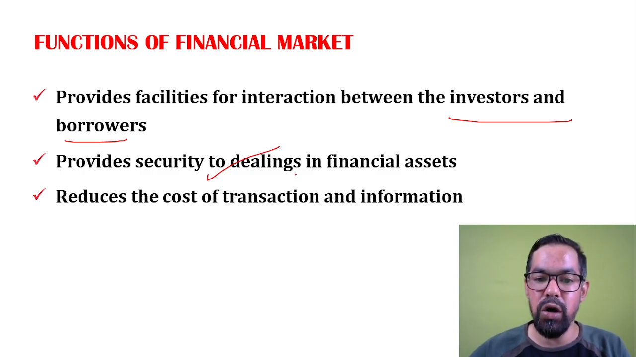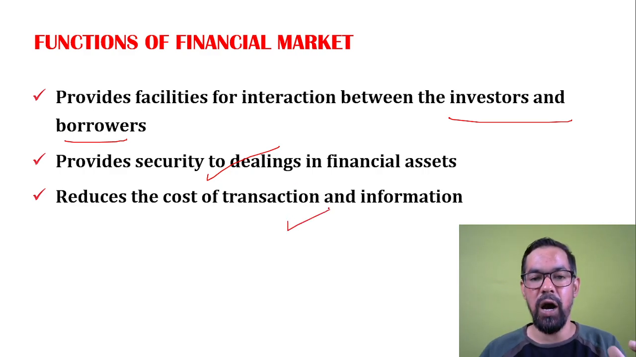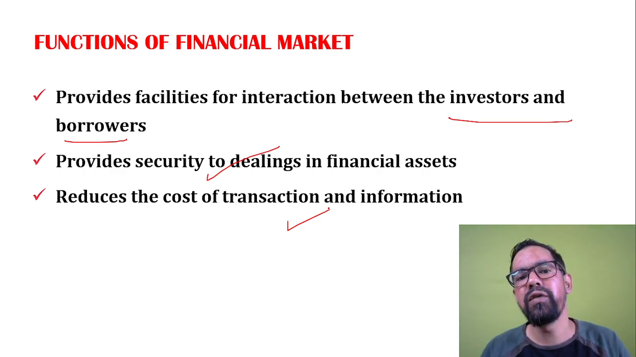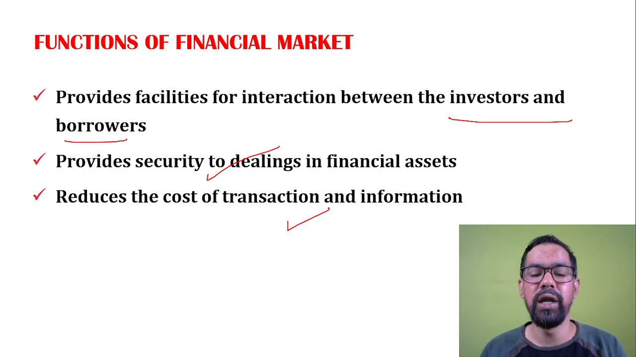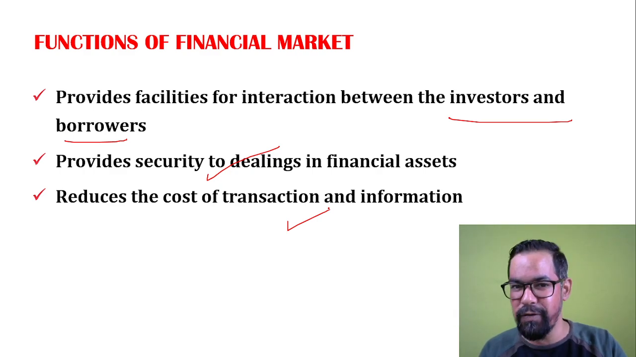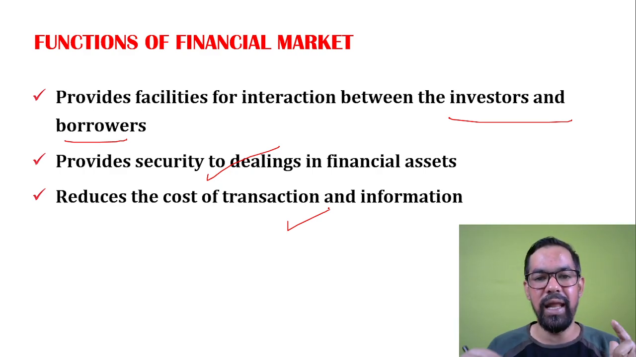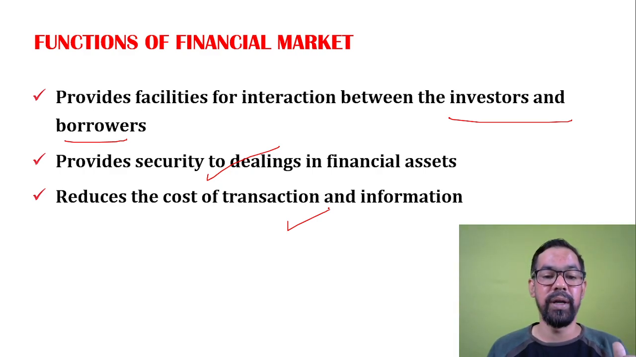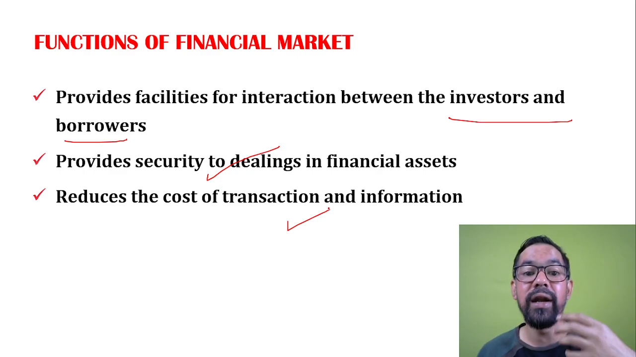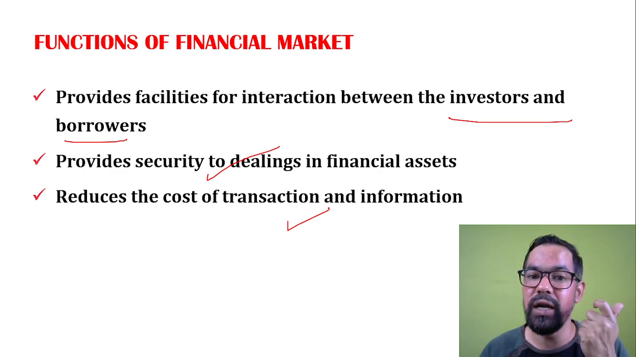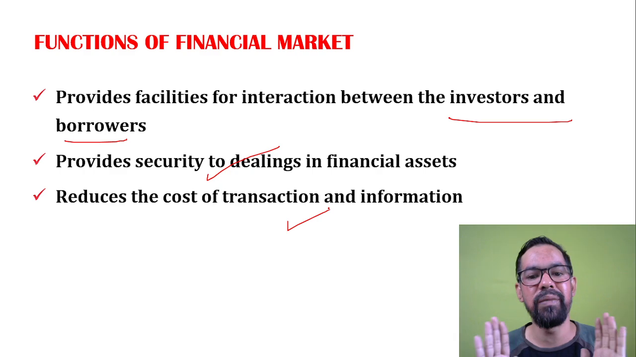Then we have reduced cost of transaction and information. Now the financial market generally provides you a one-stop solution. Like let's say if any company is working in the south and you live in the north, you do not know about that particular company, but with the help of the financial market you will get everything, like the company's financial statement or the credit score for that specific company. So you know everything about that one.